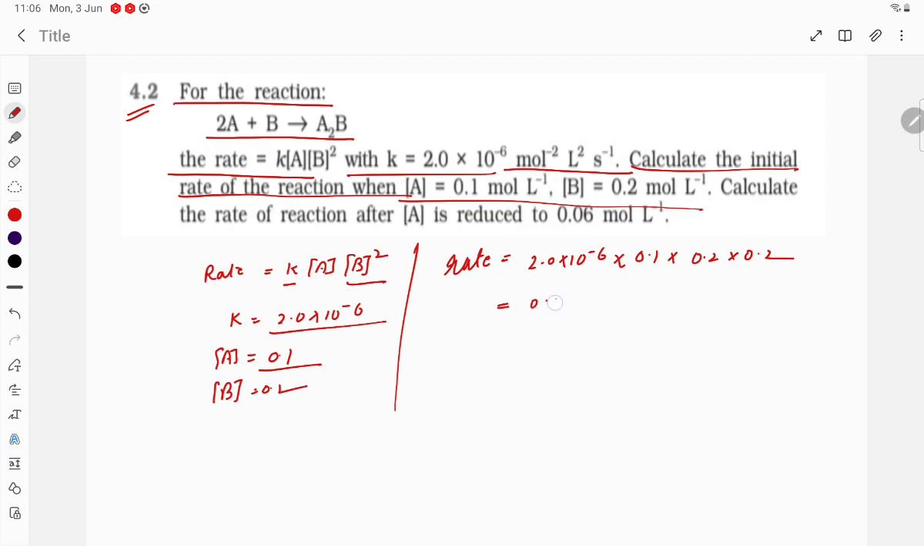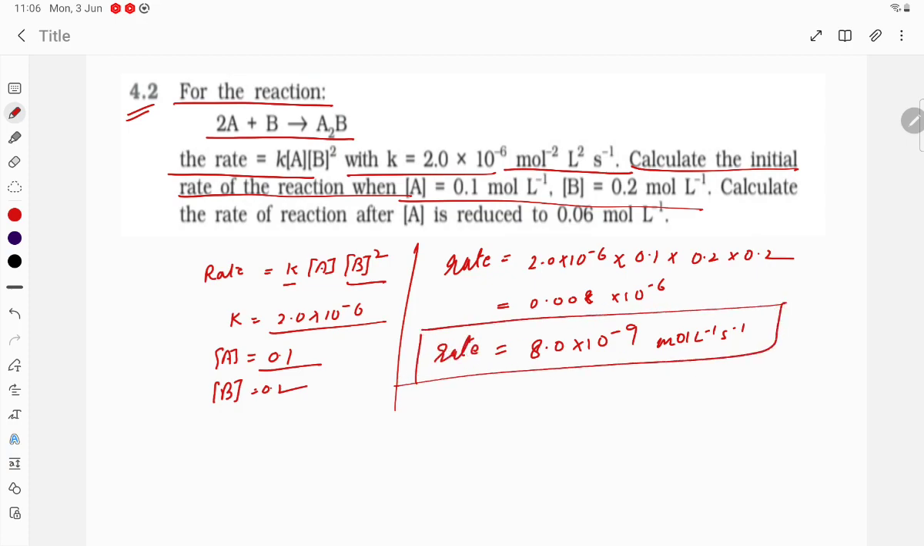It is coming 0.008 × 10^-6. If you are writing the correct scientific figure, student, 8.0 × 10^-9. This will be what, student? Mole per liter per second. This is the rate. The first part of the answer is very easy.